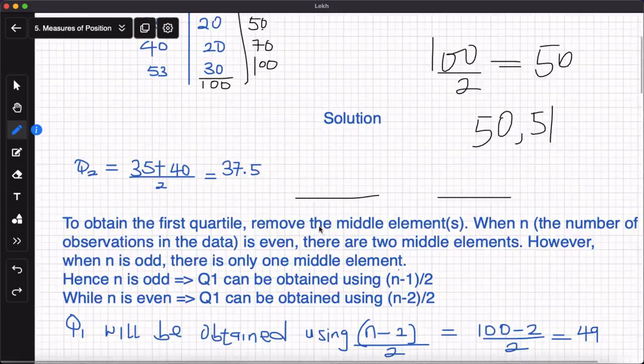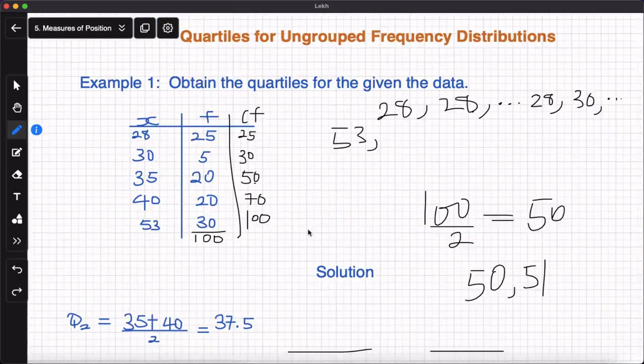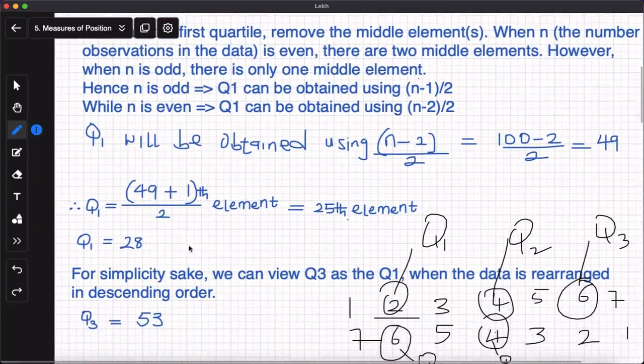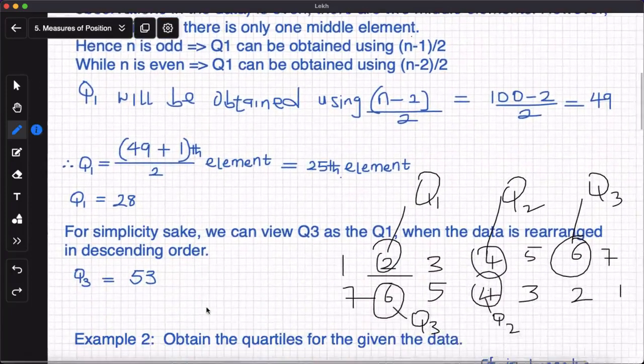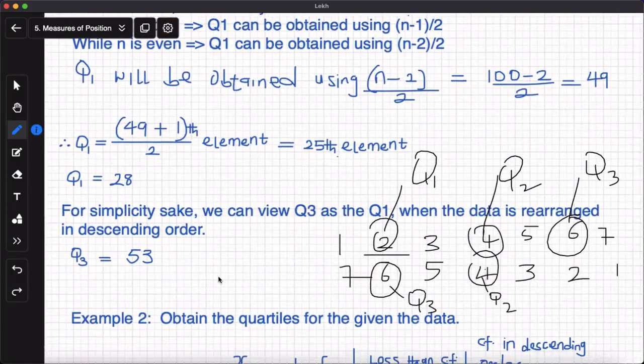And so the 25th element happens to be 28, which is our Q1, okay? And instead of having to look for another way of getting Q3, we can actually use what we have done to obtain our Q1 here to obtain Q3.